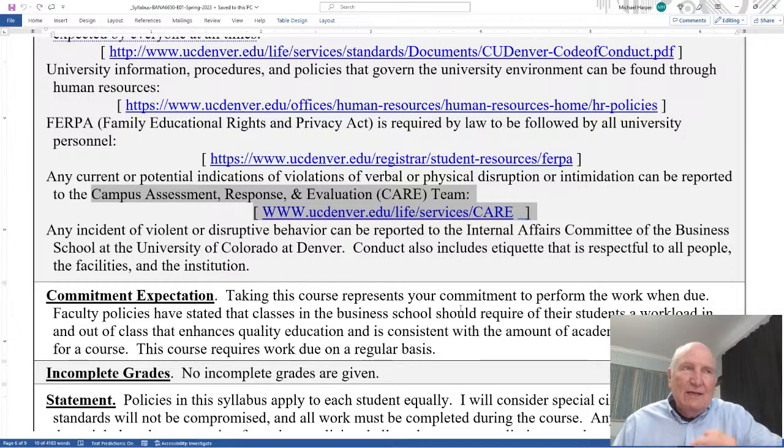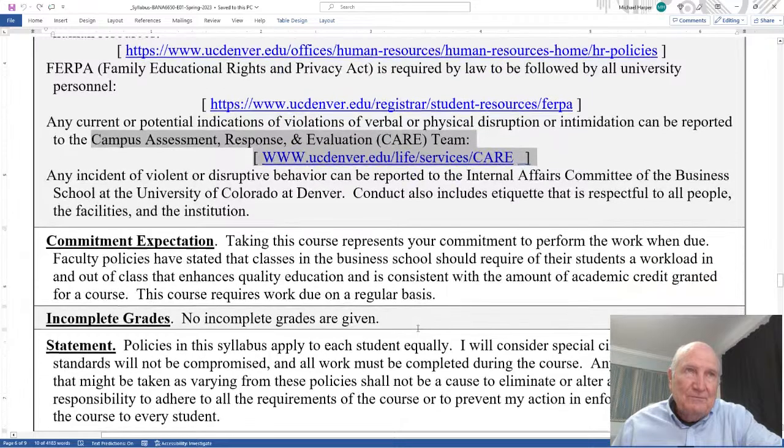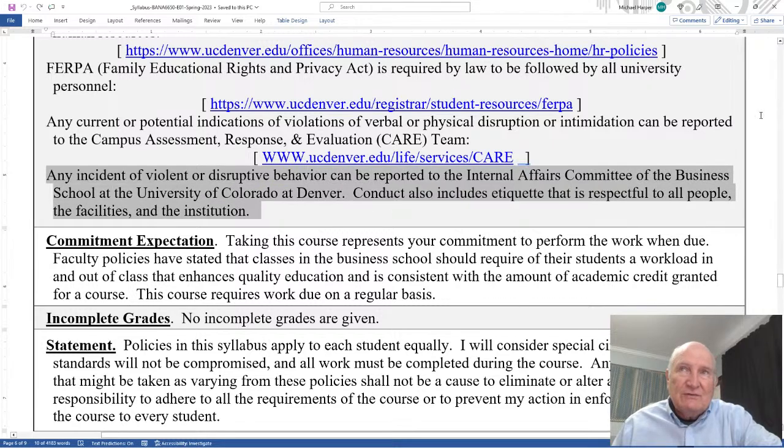It's supporting. If an individual needs help, if a group of people need help, and it's moving in a dangerous or questionable direction, they will come and assess it. They'll respond to it. They'll evaluate it, and they'll support and they'll help. Sometimes people just need direction. That's all. Any incident of violent or disruptive behavior can be reported to the Internal Affairs Committee of the Business School at the UCD.